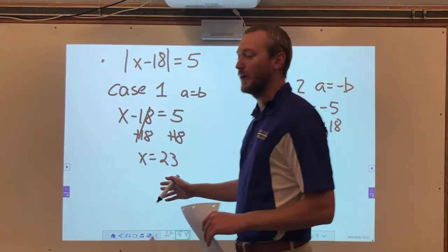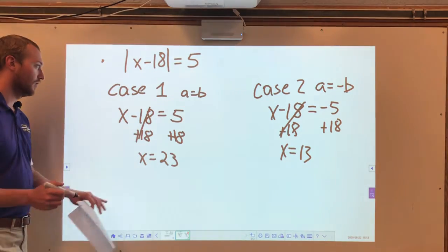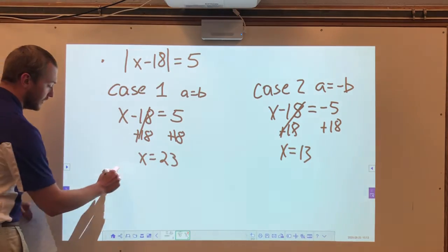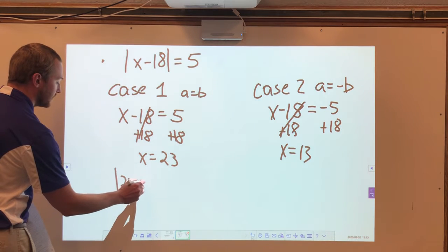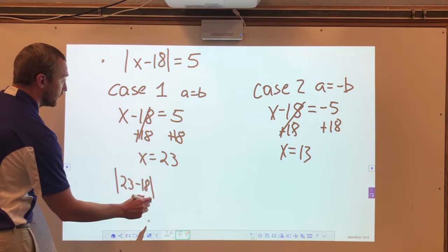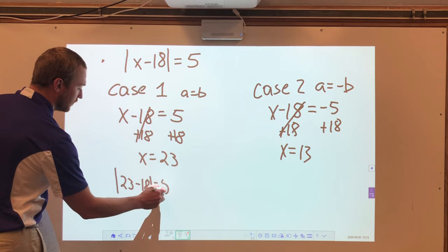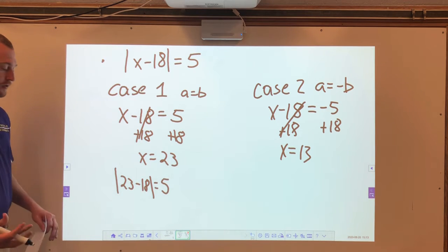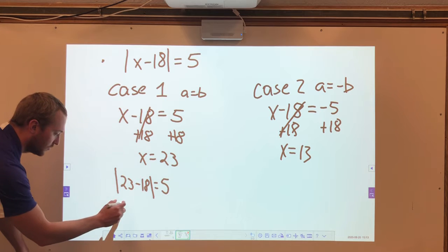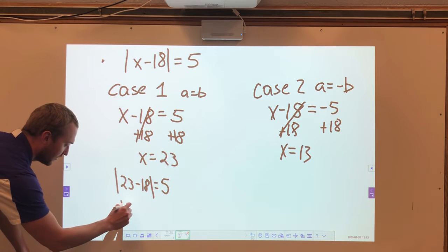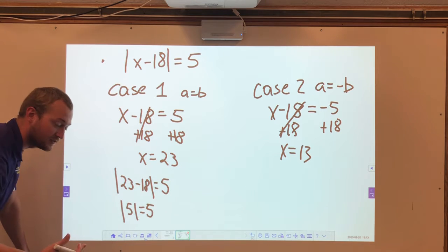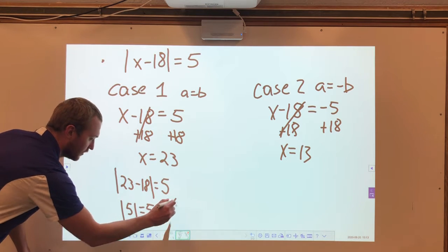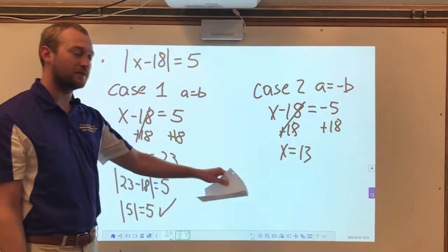So that means I'm going back to case 1. I'm going to plug in x equals 23. So I now have the absolute value of 23 minus 18 equals 5. Again, we're checking to see if this is true. 23 minus 18 is 5. So the absolute value of 5 equals 5. That is indeed true.